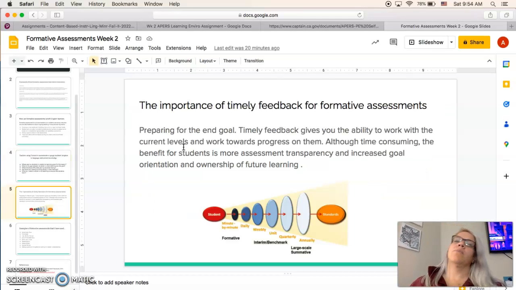The importance of timely feedback for formative assignments. As I looked through the reading assignment for this week, I really love this graph. We tell our students all the time to break down their goals. You can't reach the end goal if you don't have little goals set throughout the way. I love seeing this minute by minute, daily, weekly, unit, quarterly, and annually. Because why? Because minutely, we should be giving feedback.